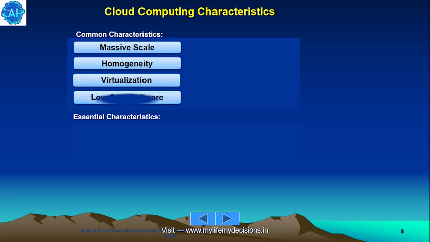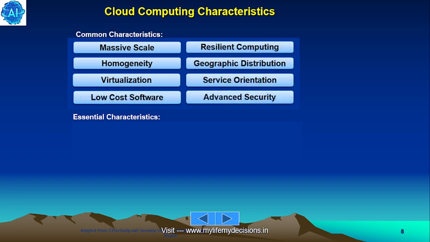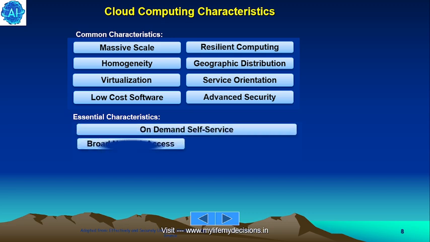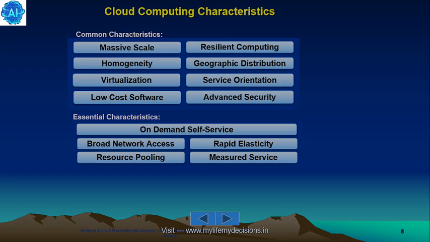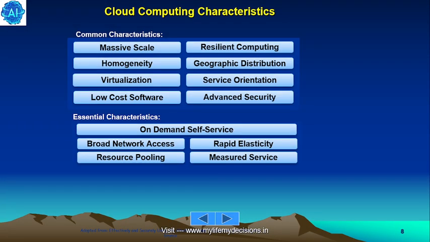Now, cloud computing characteristics. Some characteristics are like massive scale. You can scale up or down as we discussed. It is homogeneity. It is virtualization. It is very low cost software. Then it is very resilient computing, geographic distribution, and service orientation, advanced security. Then some essential characteristics are on-demand self-service, that is broad network access, resource pooling, then rapid elasticity, measured services.